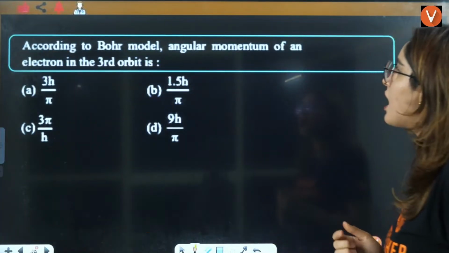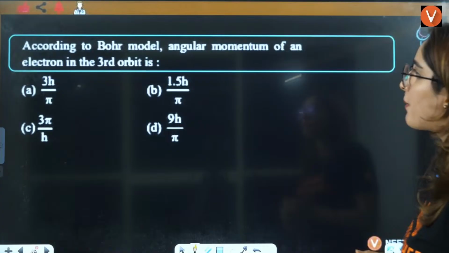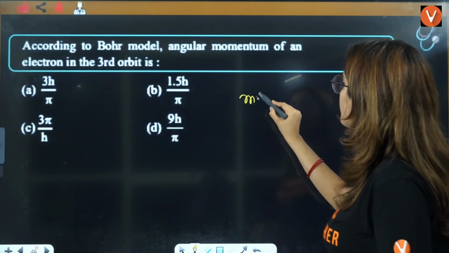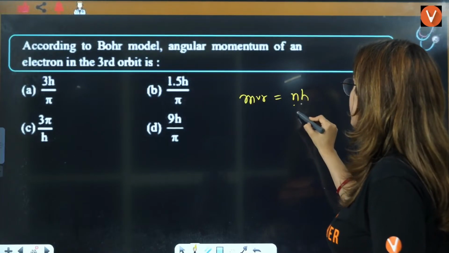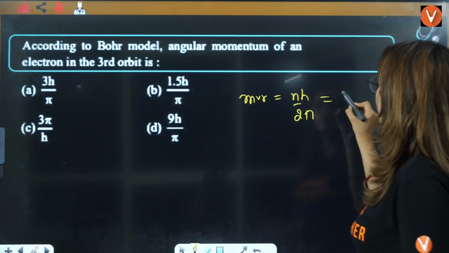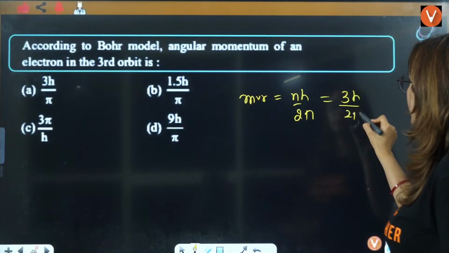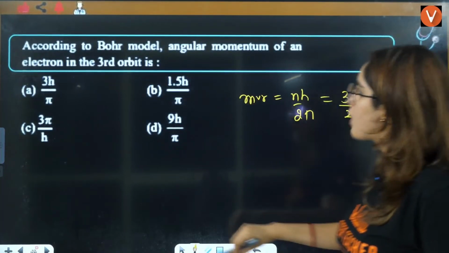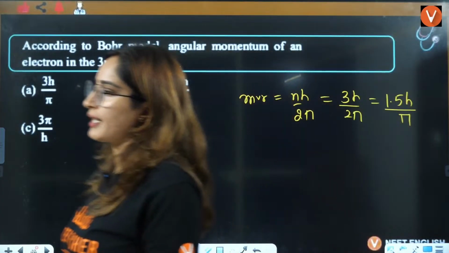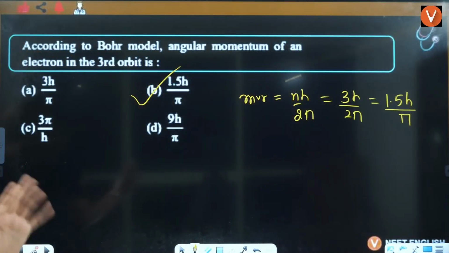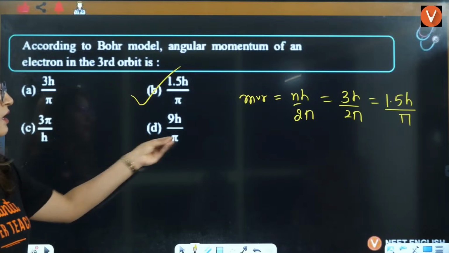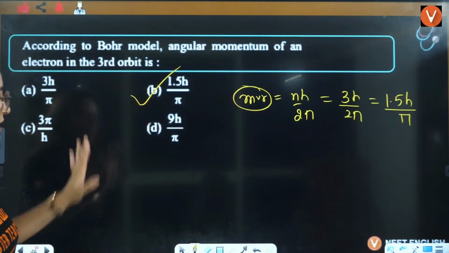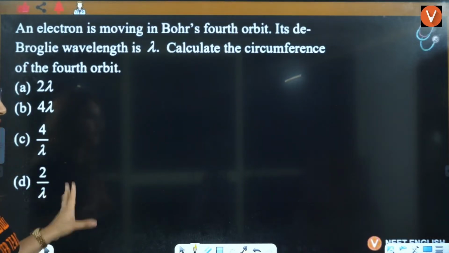First question is, according to Bohr model, the angular momentum of an electron in the third orbit is, see, angular momentum is nothing but nh by 2 pi. N is given to be 3, so it is going to be 1.5 h by pi. So answer B is the correct answer. Isn't it easy, guys? This is your Bohr angular momentum that they are talking about, that is nh by 2 pi. So directly you can answer this.